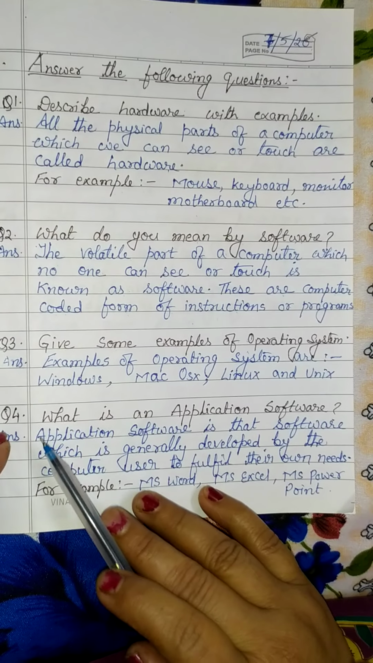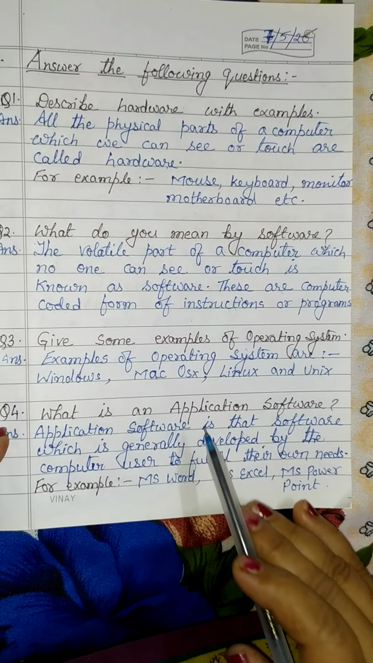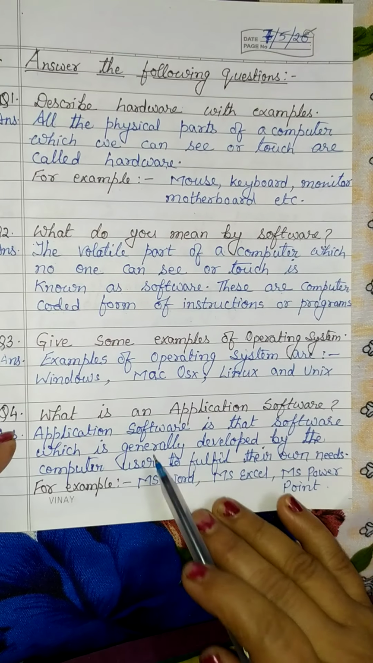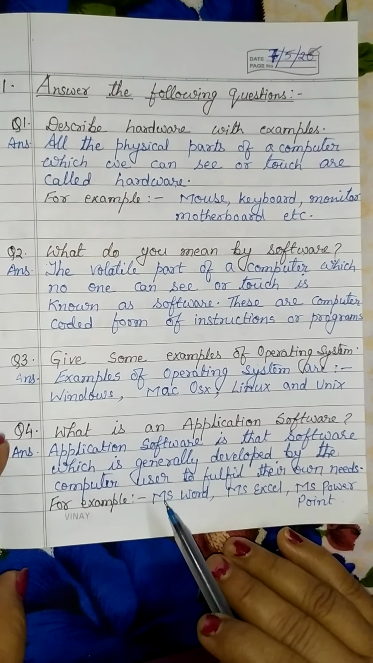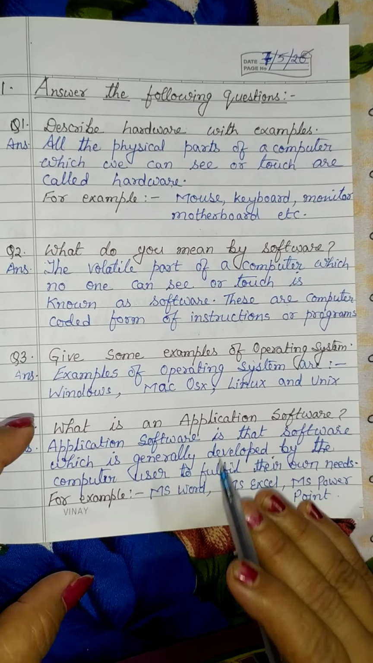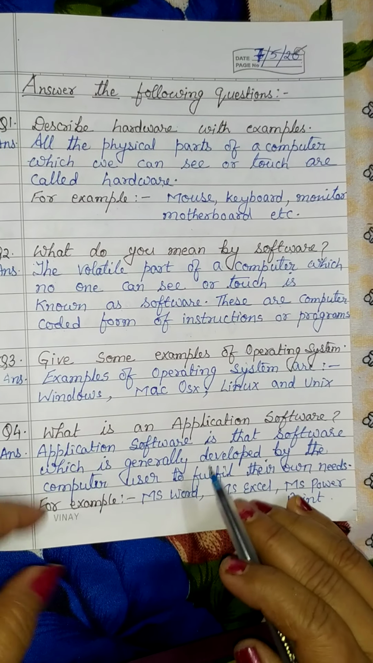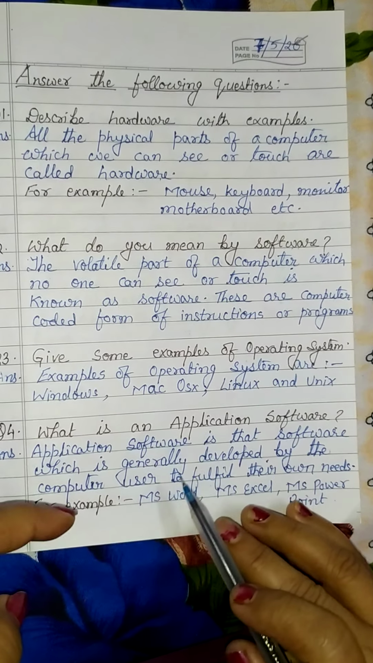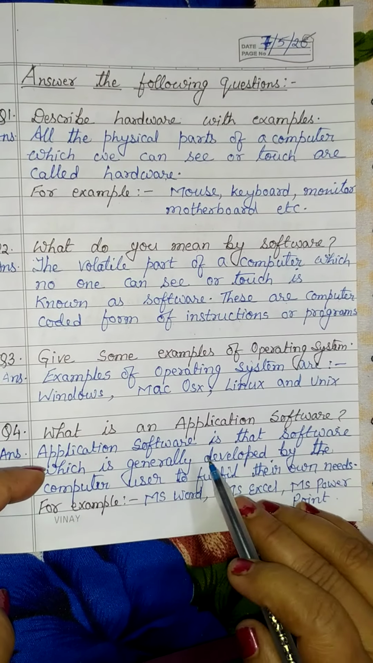Now question number 4. What is an application software? As I have explained you earlier that application software is developed by the computer user to fulfill their own need. कंप्यूटर यूजर के अपनी जरूरत के अकॉर्डिंग जो सॉफ्टवेयर बनाए जाते हैं उन्हें एप्लीकेशन सॉफ्टवेयर कहते हैं.